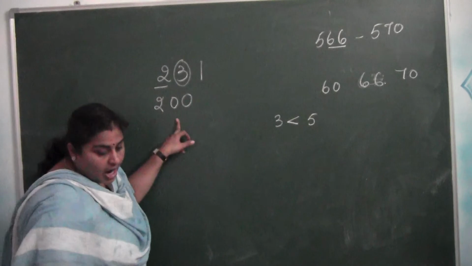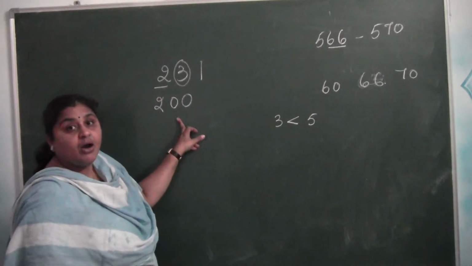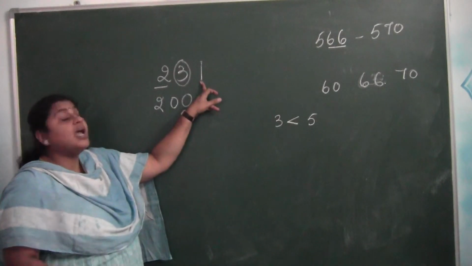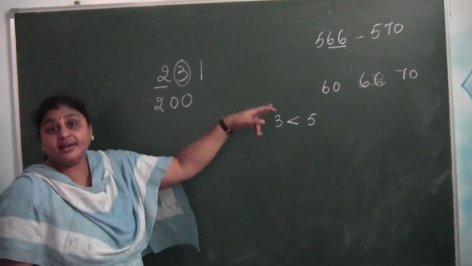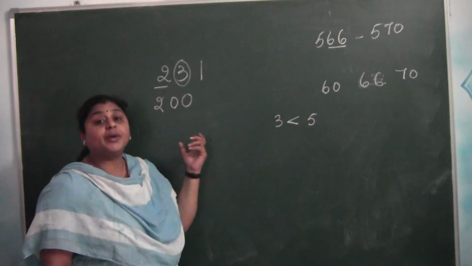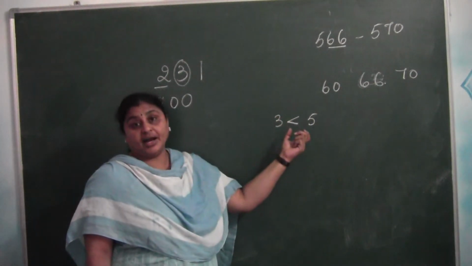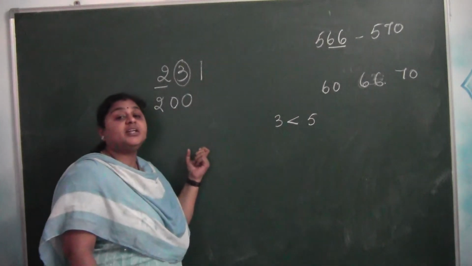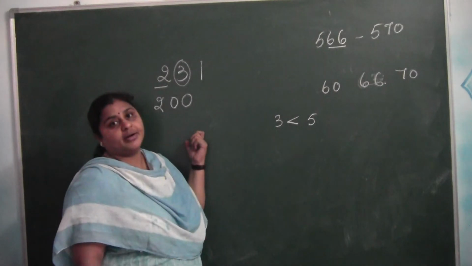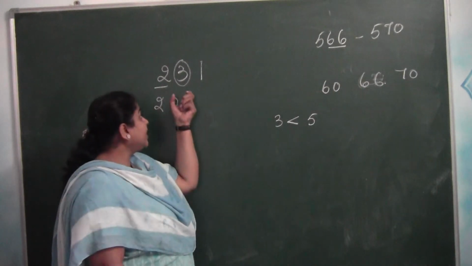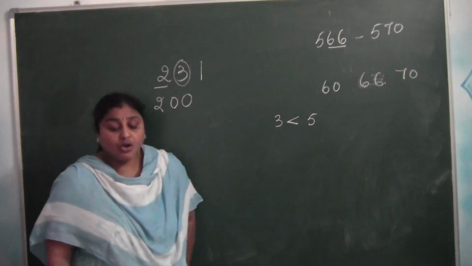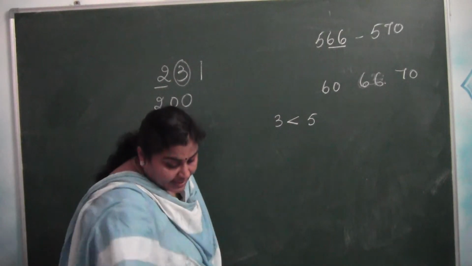Got it, children? So how do we write? Or in this procedure if you see 231 lies between 200 and 300. If you go with your imagination, 231 lies between 200 and 300. So for which 231 is very nearer? Is it to 200 or 300? 200. Simple is it? So either you can follow this procedure or you can follow that procedure. Got it?